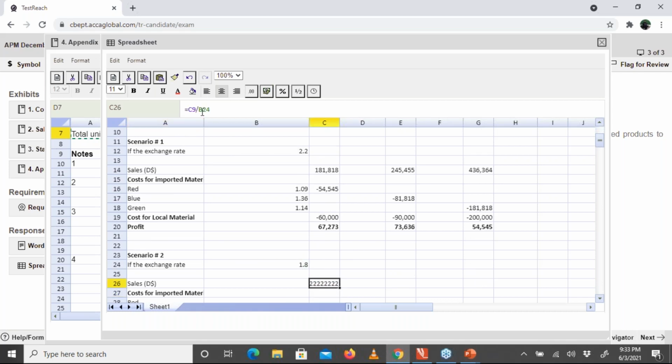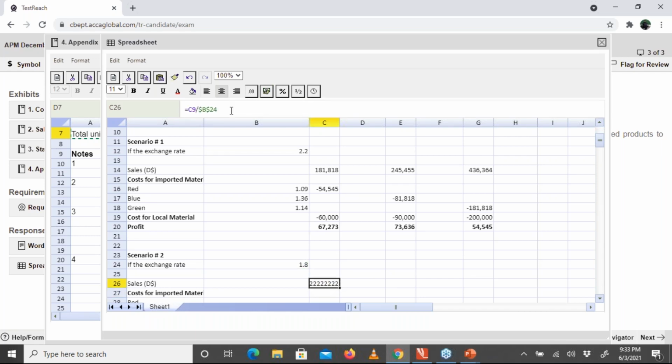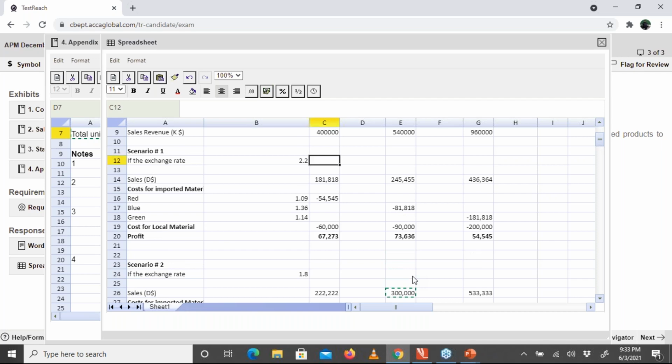So what have I done? I've copied this sales revenue divided by the exchange rate. I'm going to lock the cell. If I lock the cell, what next is going to be there? I'm now going to copy it and paste it here. Now, if I talk about the cost for imported raw material, if I talk about red, what is it going to be? Again, you had the whole calculation.